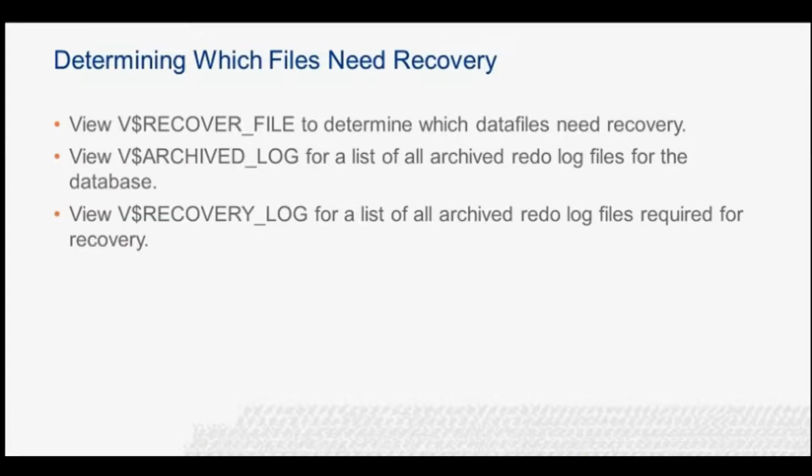Determining which file needs recovery. Identifying data files that need recovery. To identify data files needing recovery and from where recovery needs to start, use the V$RECOVER_FILE view as follows: select * from v$recover_file. The error column returns two possible values to define the reason why the files need recovery. If it's null, then the reason is unknown. If it's offline normal, recovery is not needed. The change number column returns the SCN from where recovery must start.